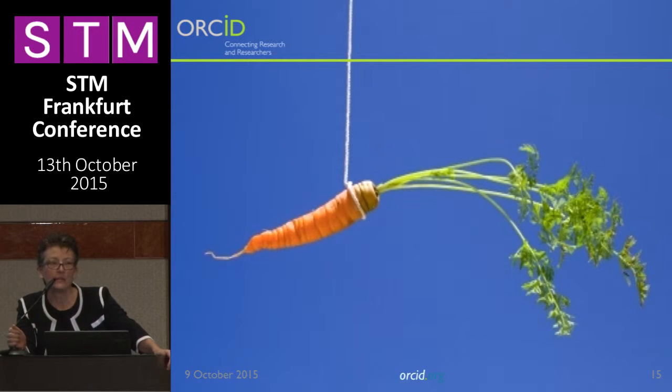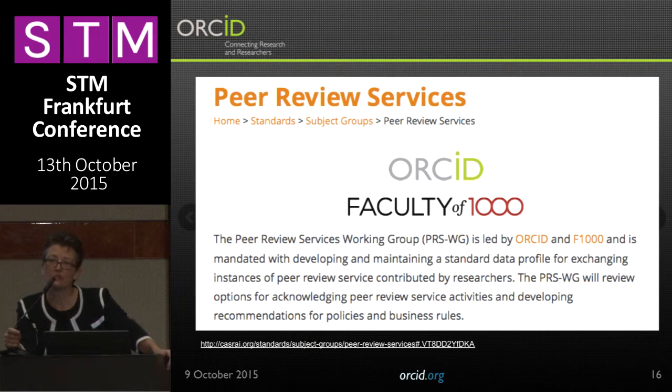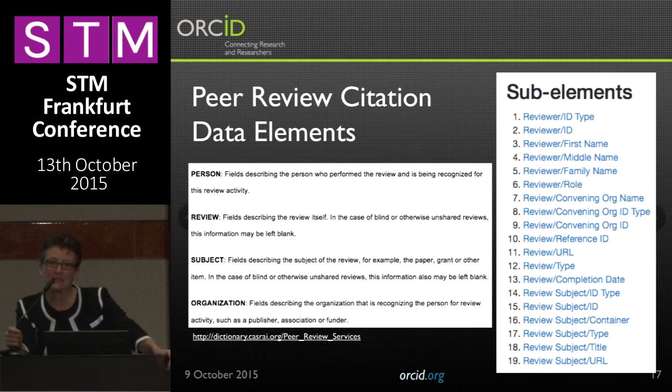So what we looked at at Orchid is how can we be involved in a process to encourage participation in peer review and solve a couple other problems along the way. So with Faculty of 1000, we co-chaired a community working group to identify a way to actually cite peer review. If you're going to cite a peer review activity, what would that citation look like? What data fields would there be? And we came up with this list of data fields for citing peer review. Person, review, subject, and organization.